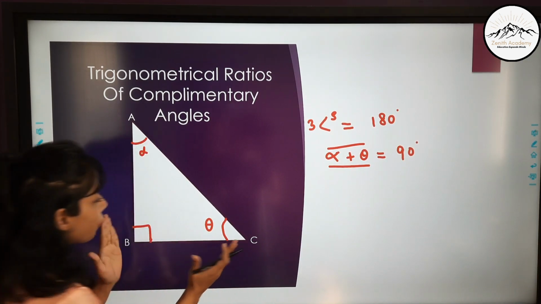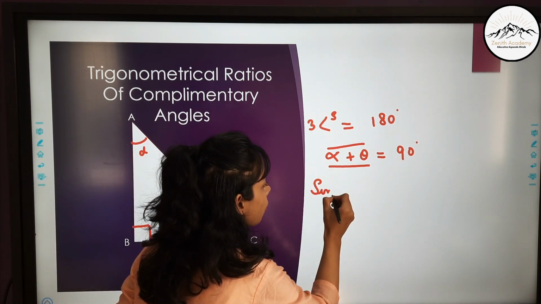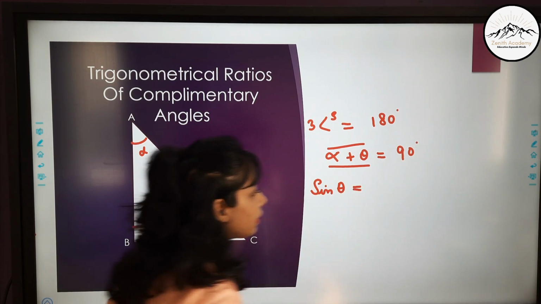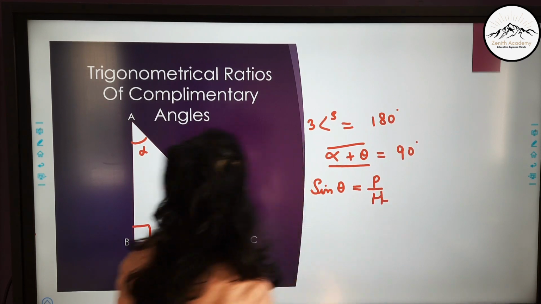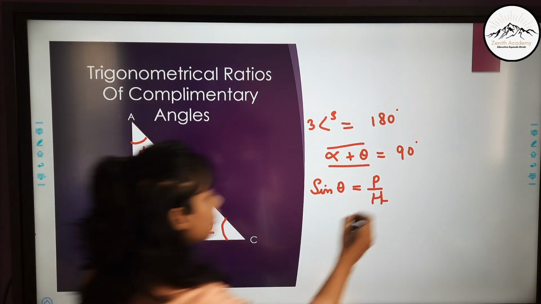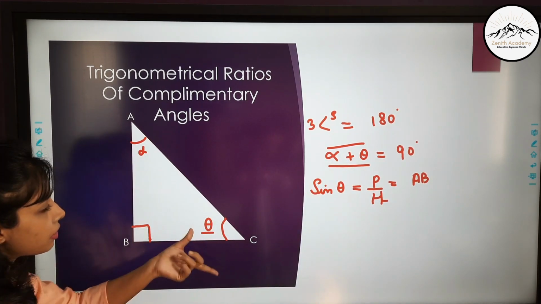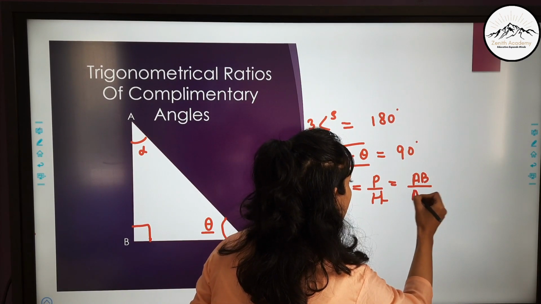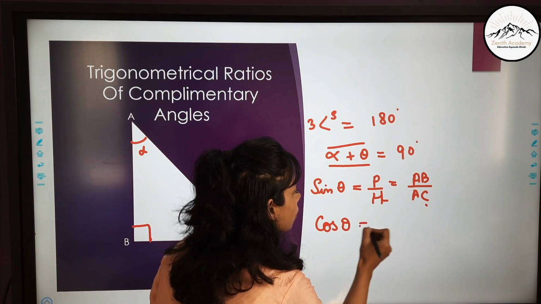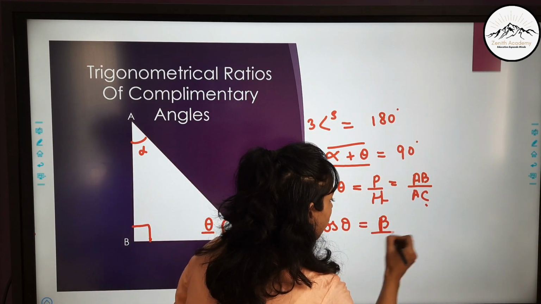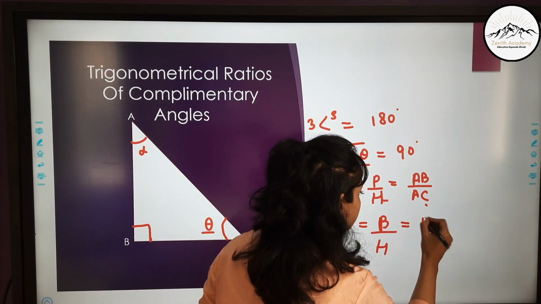See, first, in reference to theta, we learned what sine theta is. Sine theta is perpendicular upon hypotenuse. So, here the perpendicular is AB and our hypotenuse is AC. So, this is AB upon AC. Now, what is cos theta? It is base upon hypotenuse. So, what is the base? BC upon AC.